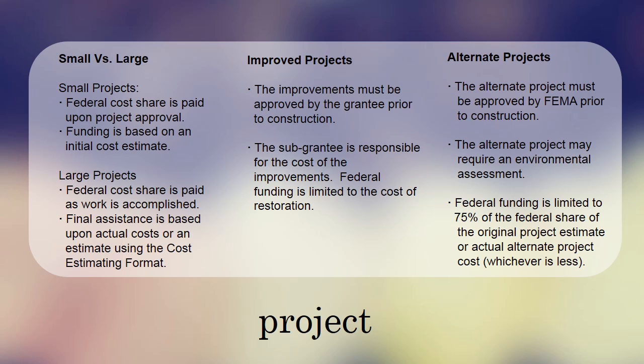The second one will be the improved project. Subgrantees performing restoration work on a damaged facility may make improvements to the facility while restoring the facility to its pre-disaster condition. The final one will be the alternate project. When restoration of a damaged facility or function does not serve the public welfare, a subgrantee may use a public assistance grant for another public facility.